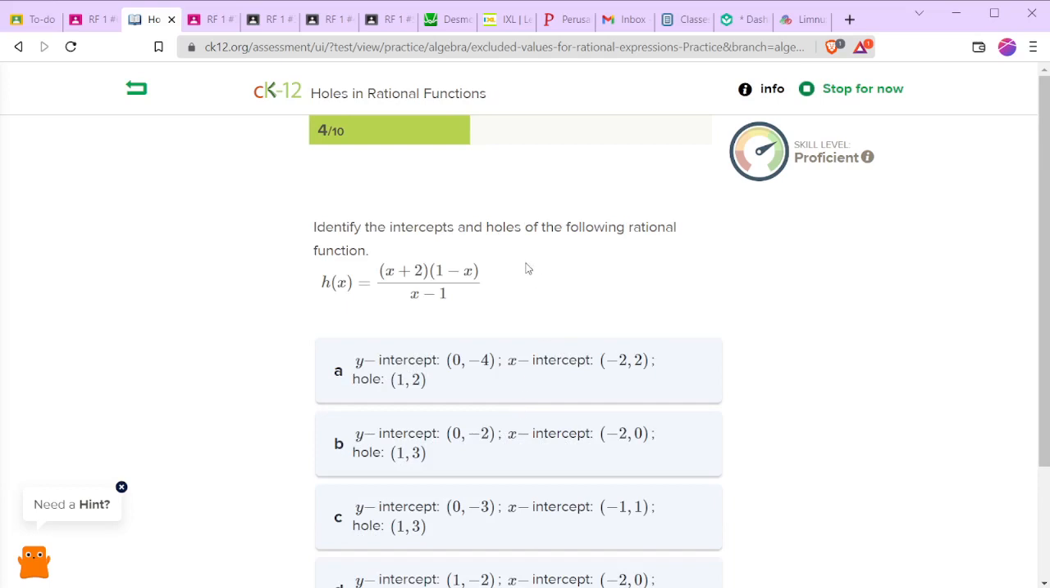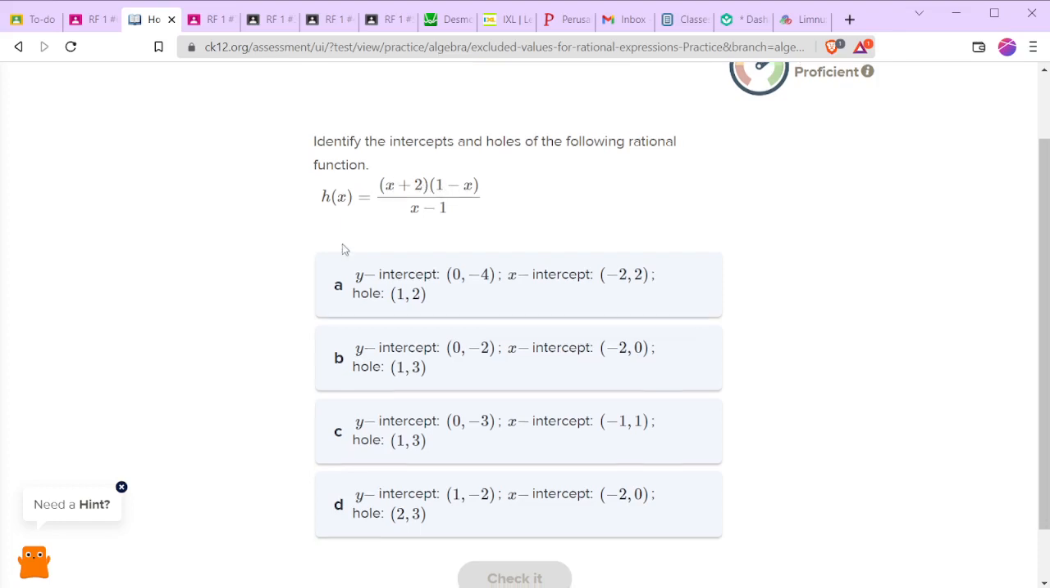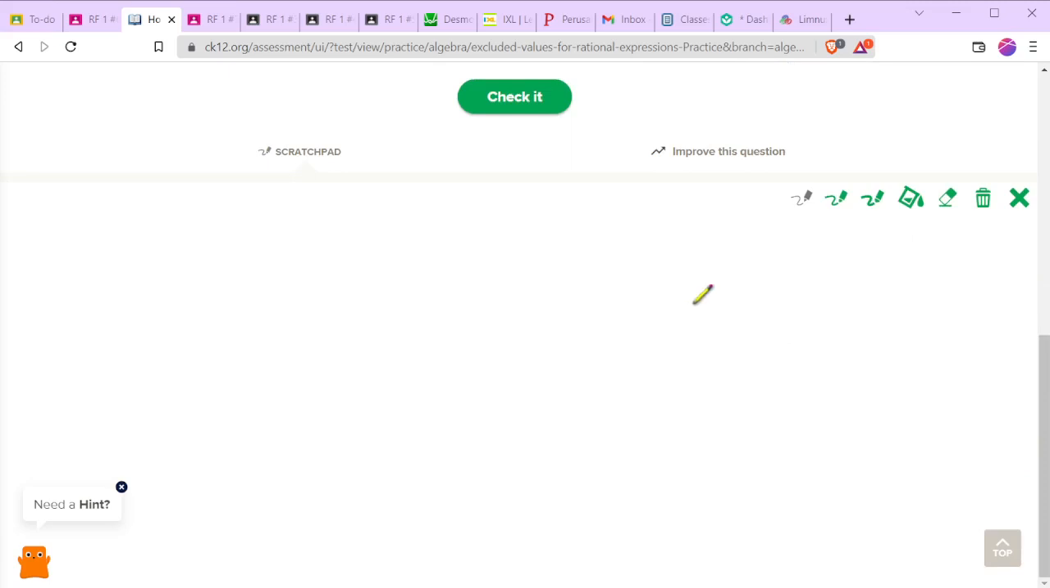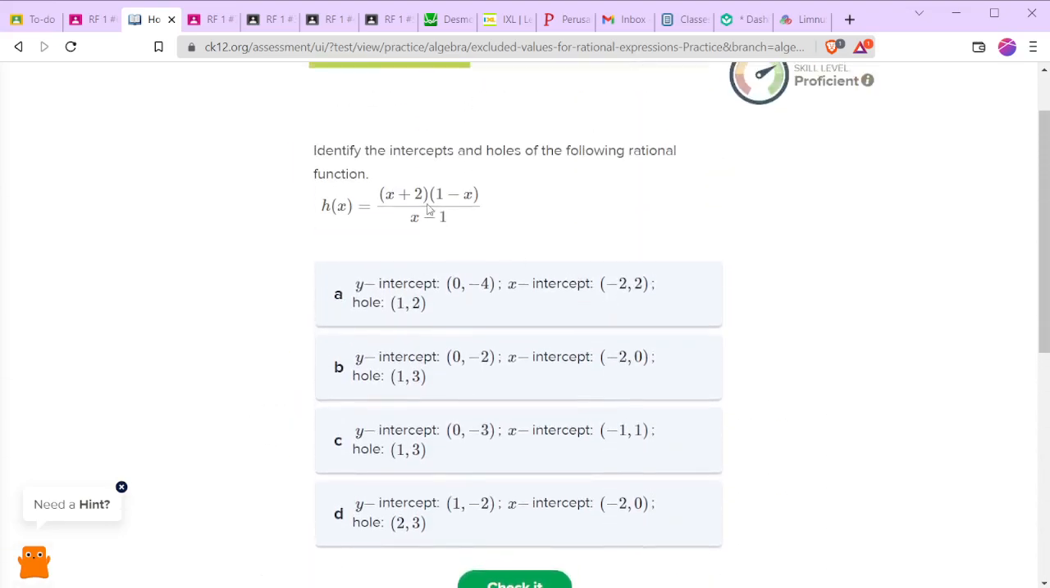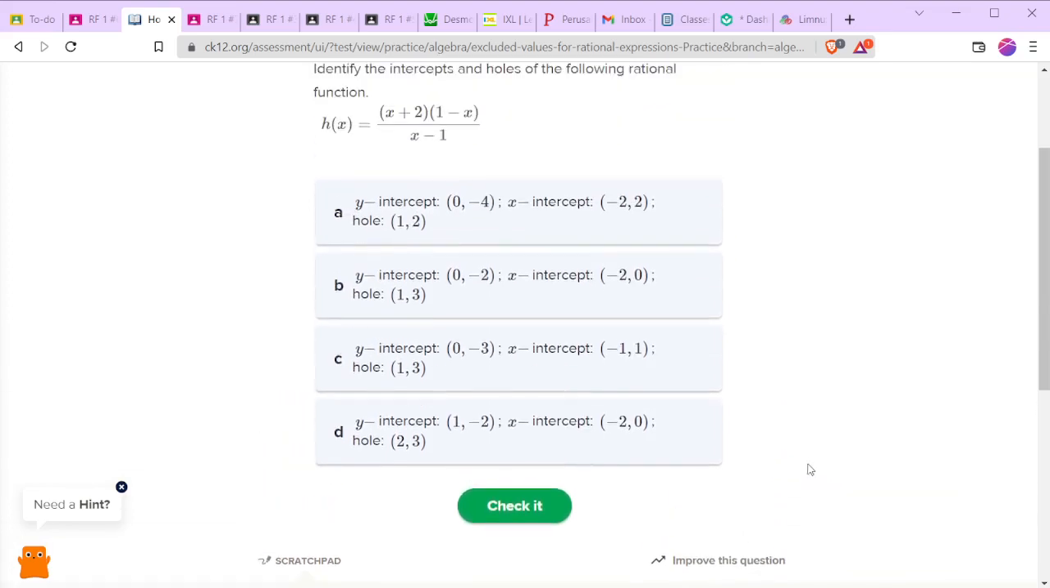Now holes and intercepts of the following function. Now x minus 1 will cancel with the 1 minus x and just leave a negative x overall. So our simplified function is h equals a negative x plus 2. So this means we have a hole where x equals 1. So option D is not viable. If we substitute 1 for x, 1 plus 2 is 3, and a negative out front makes h negative 3.